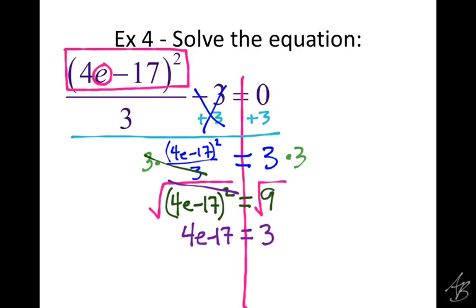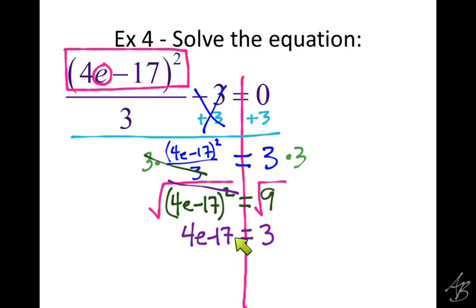3. But then we also have to keep in mind, we get 3 here because 3 squared is 9, right? 3 times 3 is 9. What else can I square to get 9? What else do I multiply by itself to get 9? Besides positive 3? Negative 3.